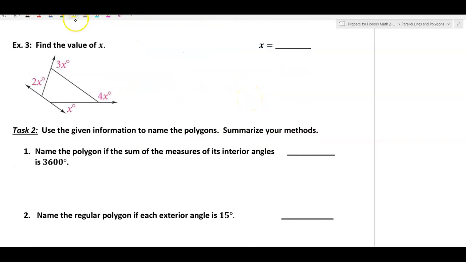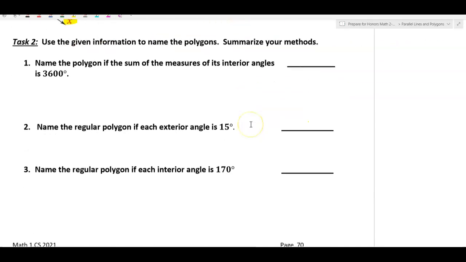Example 3. If I look at each of these angles, they represent one exterior angle at each vertex. And what do all 4 of those angles add up to? Well, if I take 3x plus 4x plus 2x plus x, add them all up, since they're exterior angles, they should all add up to 360. So 10x equals 360. Divide by 10, x is equal to 36. And we are done.